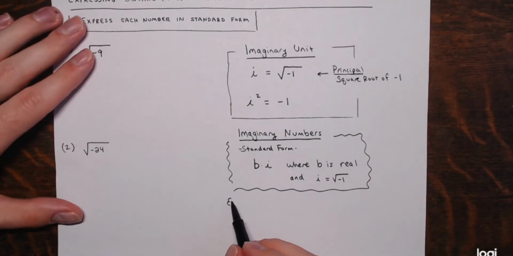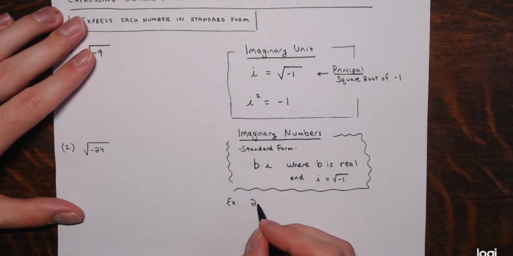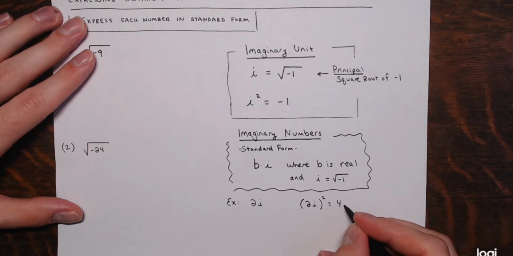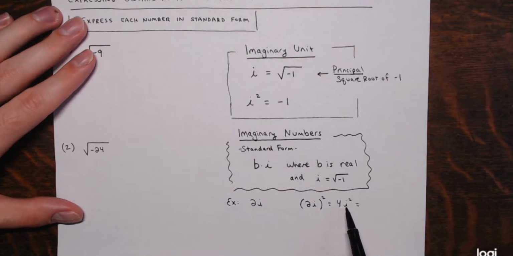So an example, we already saw I, 1I. How about 2I, 2 times I? This is an example of an imaginary number. If you take 2i and square it, 2i times 2i would be 4 times I squared. But remember, I squared is -1. So this is 4 times -1, which ends up being -4. So 2i is the principal square root of -4, because of this.